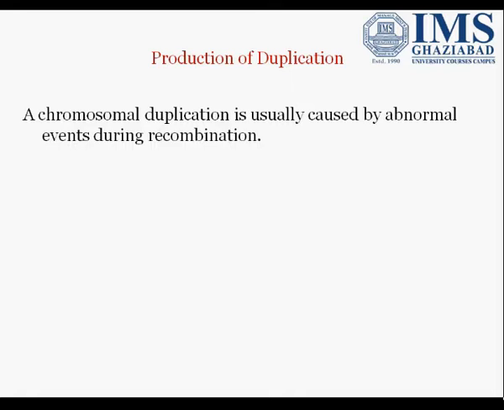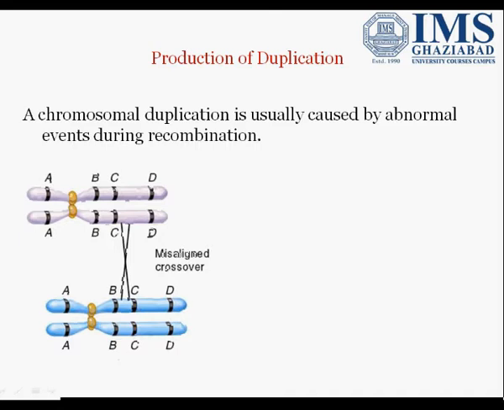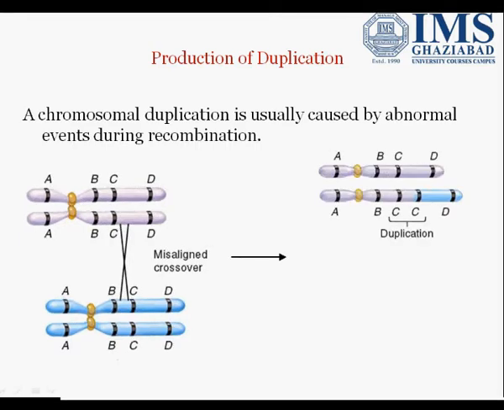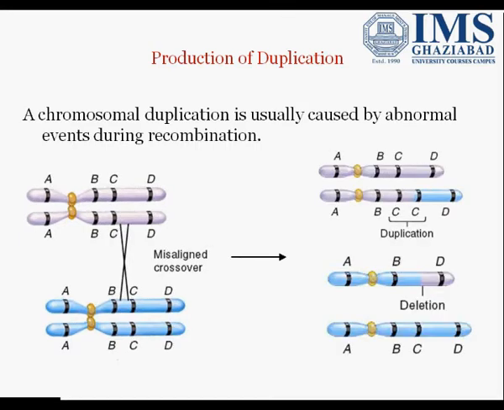Now how is the duplication produced? The chromosome duplication is usually caused by abnormal events during recombination. This is the figure which is showing the duplication, how it will happen. This is misaligned crossover. How will it happen?